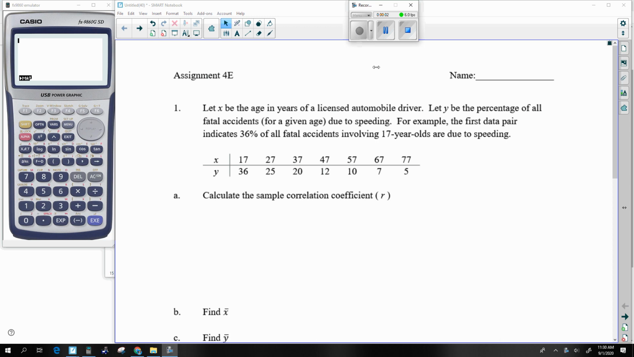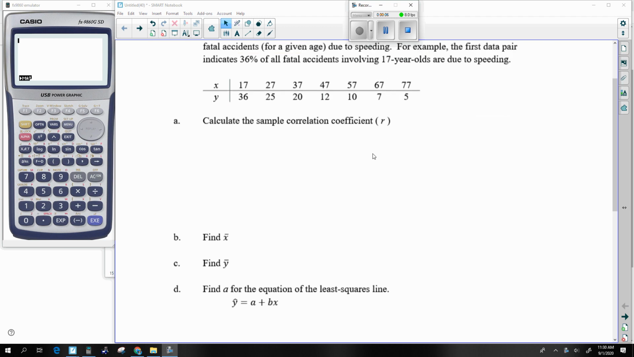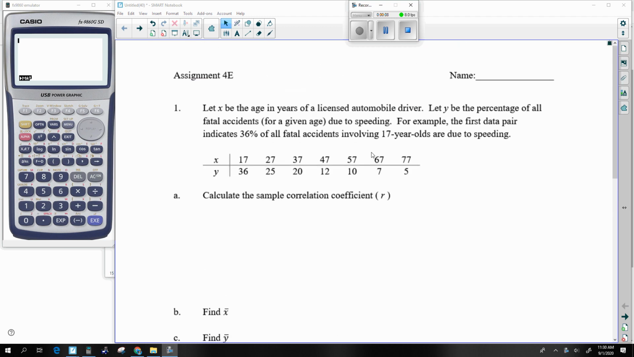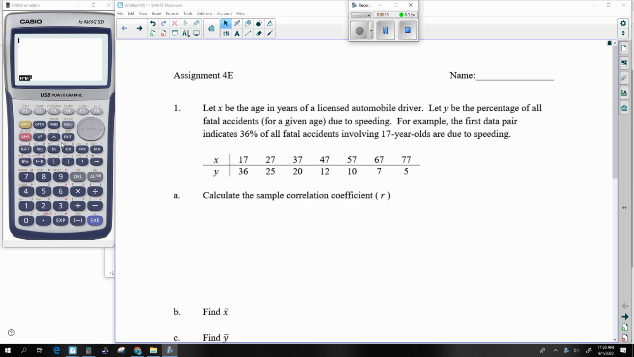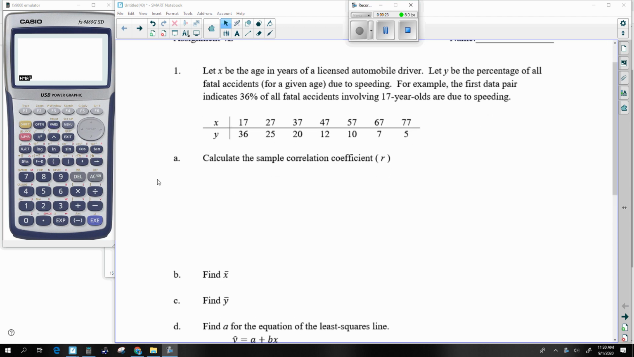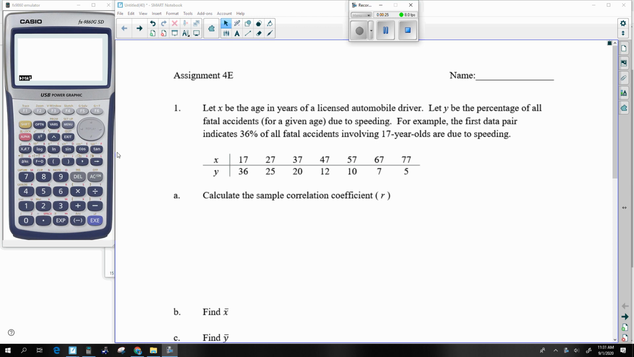All right, boys and girls, what we have here is another linear regression problem, and we are going to be using our calculator, kind of like how we learned in the last video for D, to get some of this stuff without wasting a whole bunch of time. All right, so let's get right down to it.